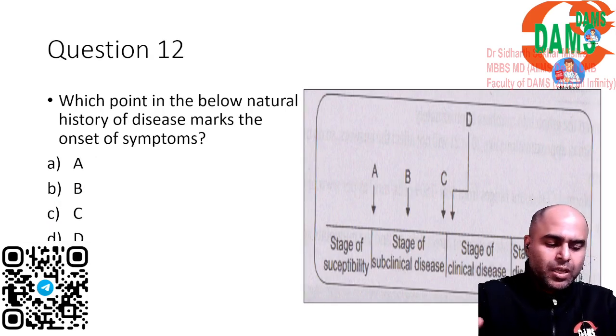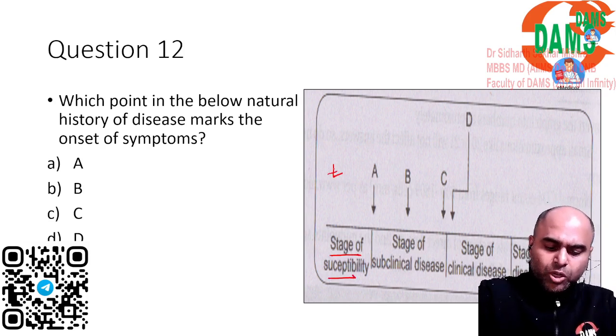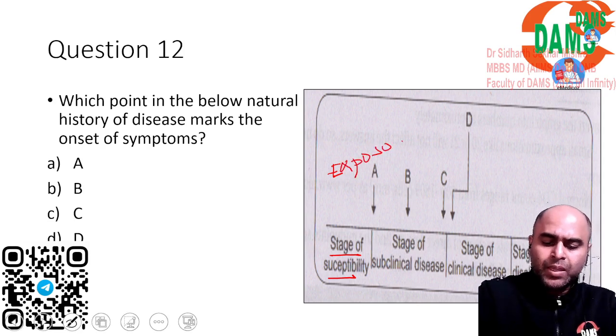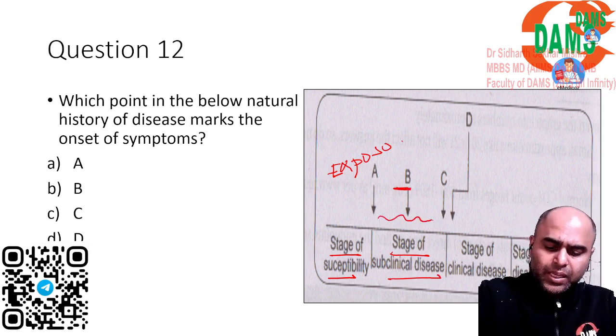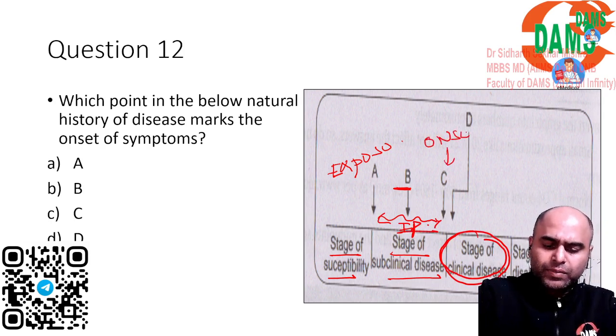No problem. Question 12. Which point in the below natural history of disease marks the onset of the symptom? Here, stage of susceptibility. So basically A would be the exposure, so the organism is entering the human body. Stage of subclinical disease. Here slowly the symptoms are developing, and probably here to here it will be the incubation period, because here we have the stage of clinical disease. So C indicates onset of symptoms.